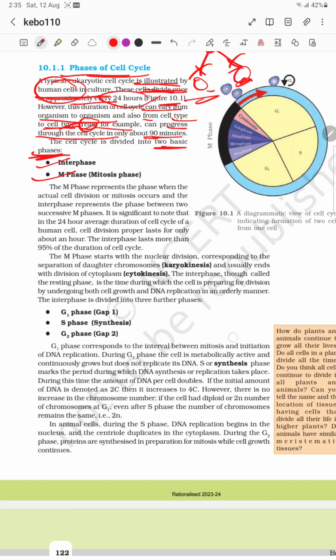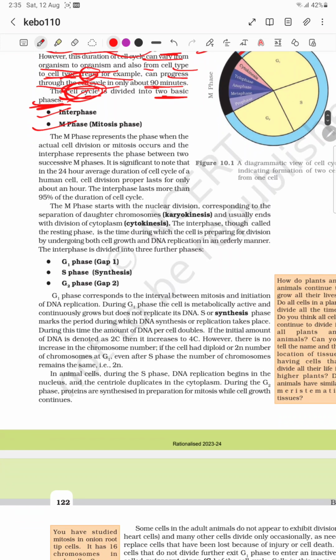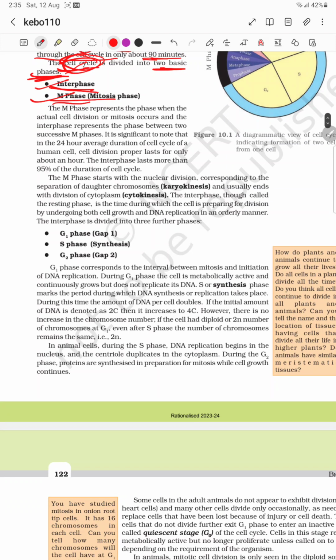Now, cell cycle is divided into two basic phases, interphase and M phase. What is cell cycle? Cell cycle includes the growth of the cell and also the dividing phase. It consists of two parts, interphase and M phase, mitosis phase. The M phase represents the phase when the actual cell division or mitosis occurs. And interphase represents the phase between the two successive M phases. In this, the cell prepares itself for division.